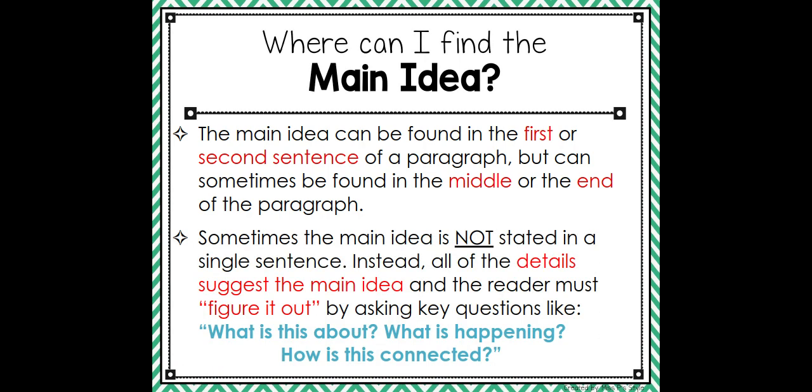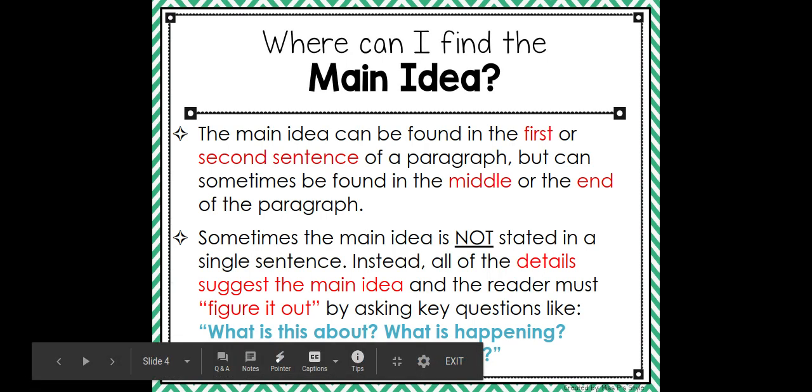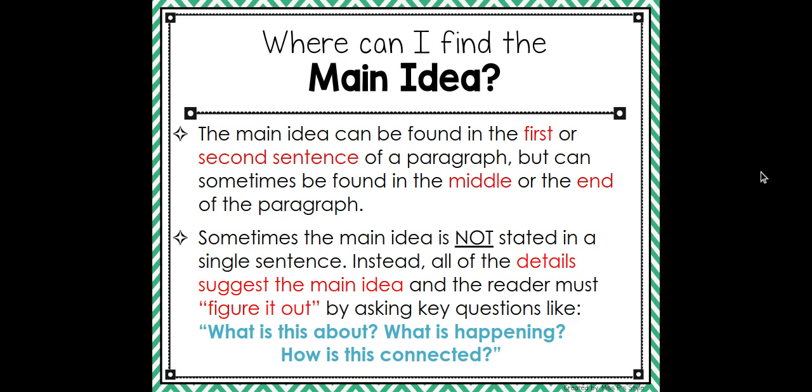Other times, the main idea is not stated in a single sentence, and instead, all of the details suggest the main idea. And the reader must figure it out like a detective by asking key questions like, what is this about? What is happening? How is this connected? So when you are reading and you're trying to figure out the main idea, you want to ask yourself those questions. What is this text about? What is happening in this text? How is this connected?